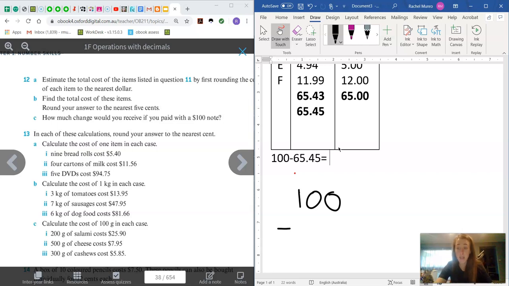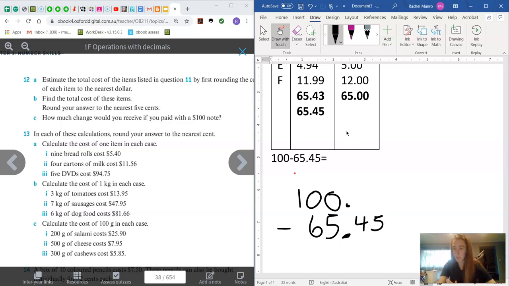Now I'm going to line it up. Okay, my 6 is in my tens column, so I'm going to line it up right here under that 0, and I've got a 5 in the units. My 100 has a decimal place that I don't draw. It's that invisible mathematics that we've talked about before. It goes in the same place as where my decimal place is for my $65.45. So $65, and then I'm going to put my 45 cents.